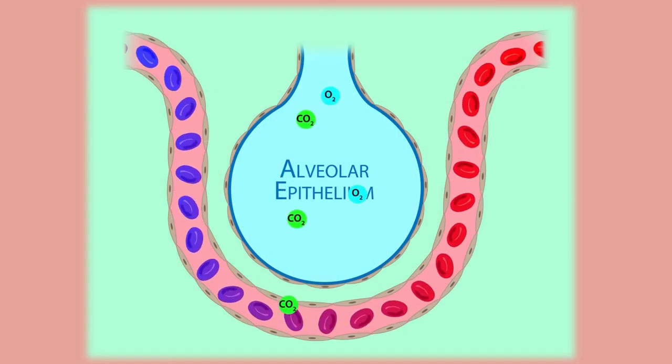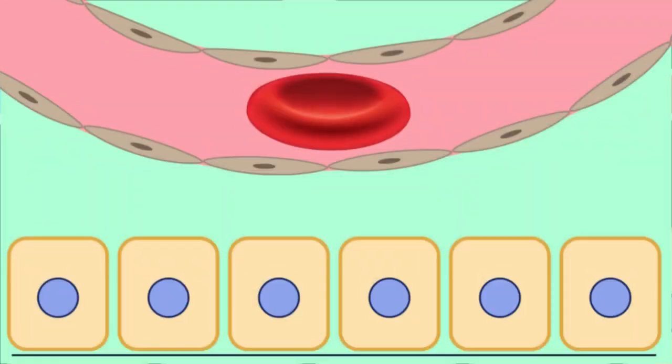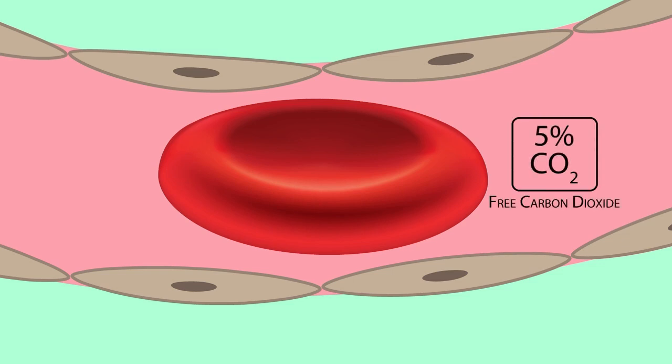Once oxygen is taken up by the red blood cells, it is transported throughout the circulatory system. As the oxygen-rich red blood cells reach the capillary beds within tissues, the oxygen is released from the red blood cells in exchange for carbon dioxide. Of the carbon dioxide that is produced and released from tissues, about 5% dissolves directly in the plasma, while the other 95% diffuses into the red blood cells.